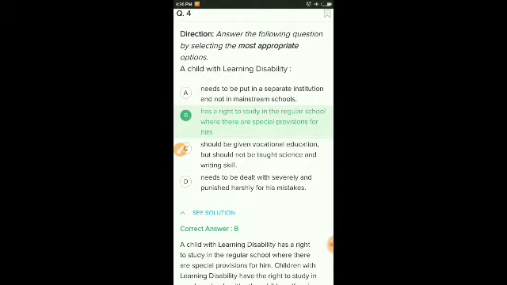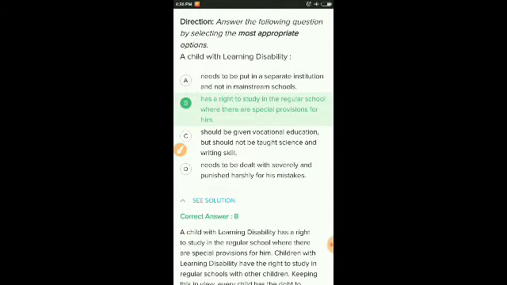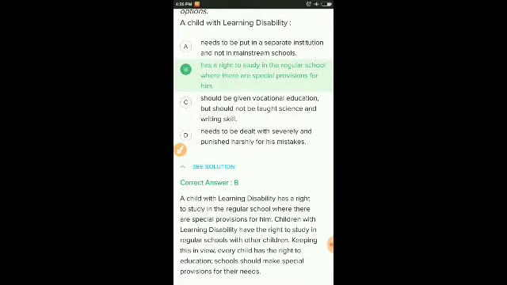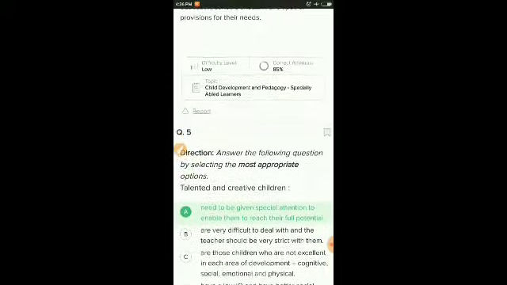They should not be put in schools where they do not have those special provisions, because it will be difficult for the student as well as for the teacher to make them understand. So they should be kept in those schools where there are special provisions for them. Okay, this is the correct answer.